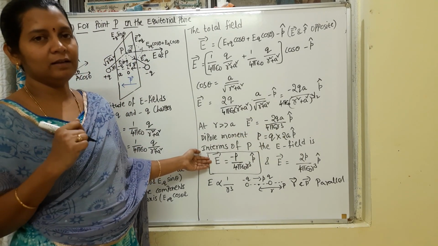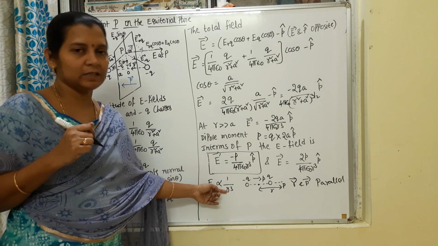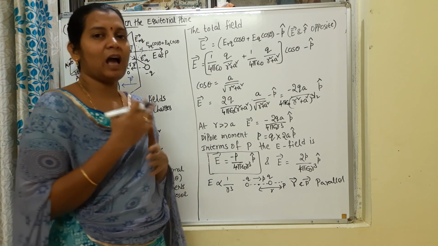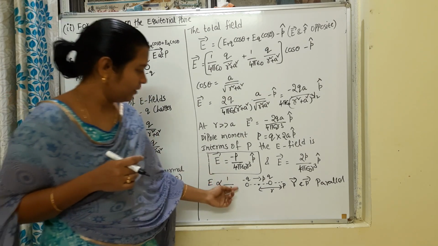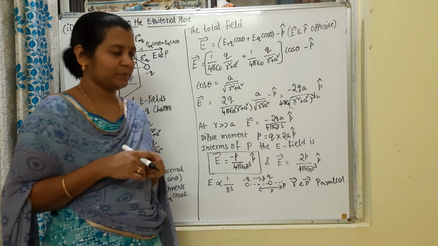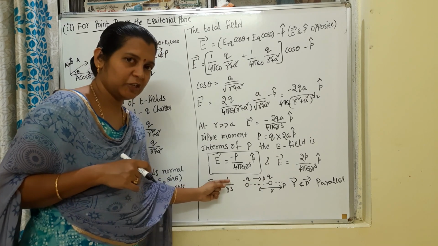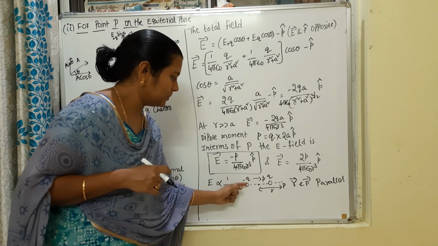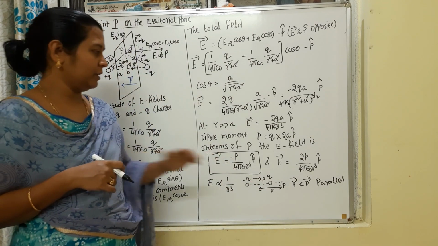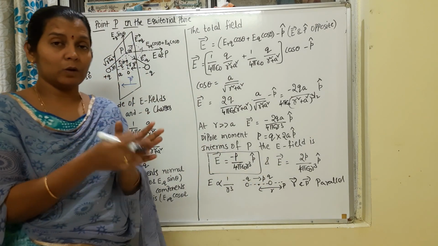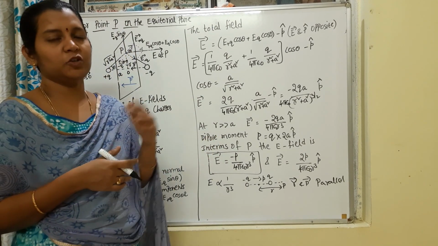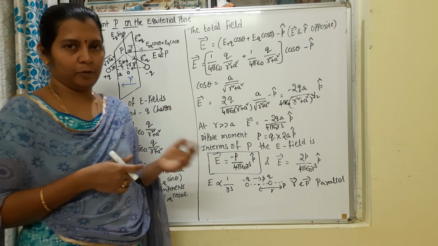It means that the electric field not only depends on r, it also depends on the angle between r and p. See here, for a dipole, what is r? The distance from the center to point P. And what is p? The direction from minus q to plus q. So observe here, p and r are both parallel to each other for the first case. So it all depends on the angle between r and p, the position vector and the dipole vector.